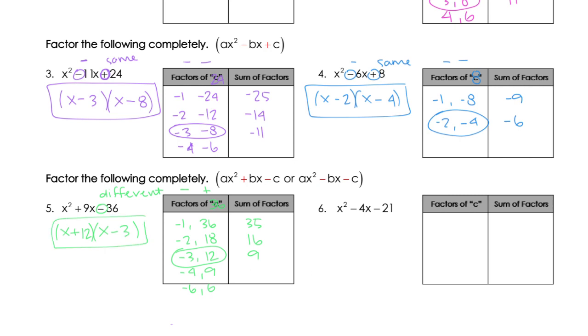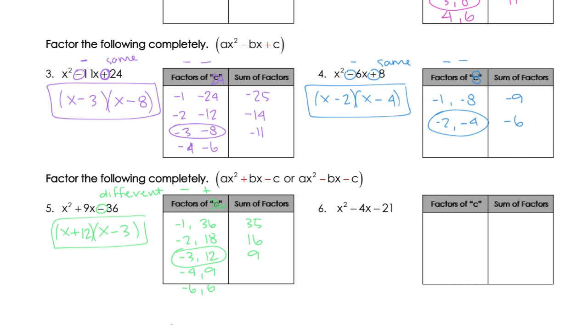Again, if you FOILed this back out, outside would give you x times negative 3, which would be negative 3x. Inside, 12 times x is 12x, so negative 3x and 12x makes 9x. But then when you multiply 12 and negative 3, you get that negative 36 there. So that would be your answer on number 5.